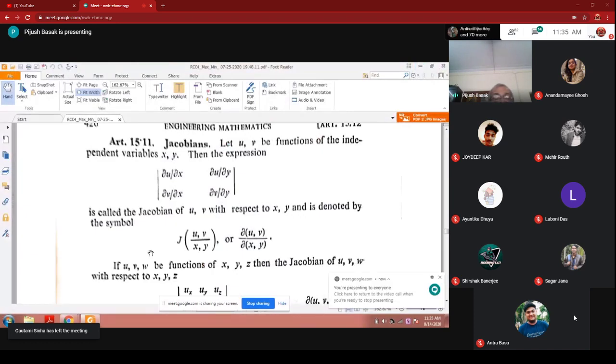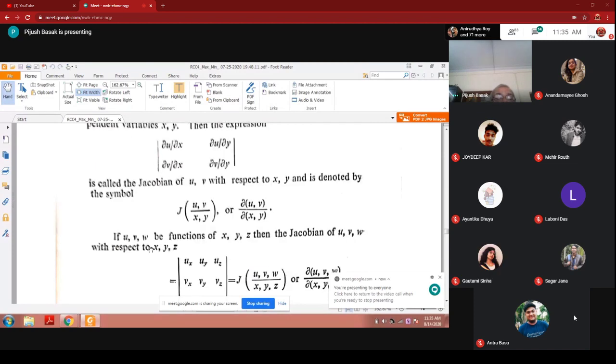And it is okay. So the Jacobian is a special determinant, that is J(u,v / x,y). You can write del u del x, del u del y, and del v del x, del v del y. So u will be on the first row, v will be on the second row, and the first column will be x, the second column will be y. This is the rule of writing.